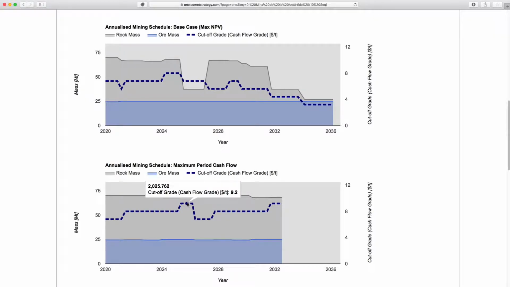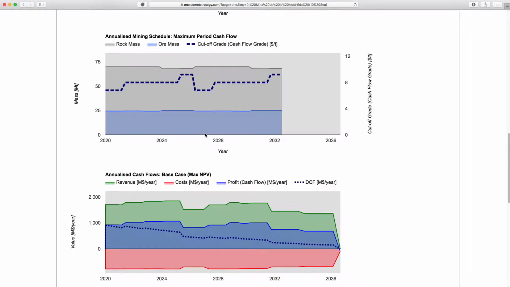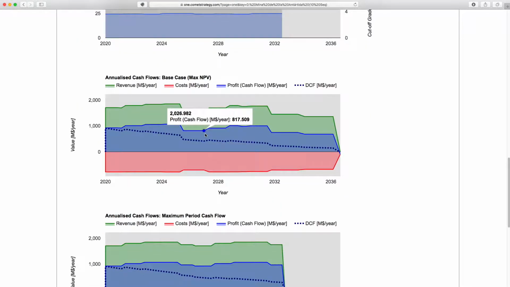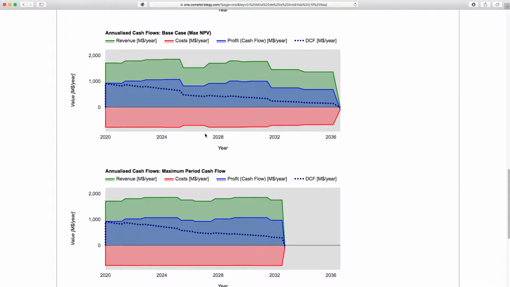So you can see we're poking up to $9.28 a tonne here for quite a lot of the schedule, whereas the maximum NPV case, we're sitting around 6.8 for a lot of the schedule, up in a couple of years to $8 a tonne, but on average we're quite a bit lower than $8 a tonne, maybe down at 6.8 or down 5.6, depending on the period. So let's have a look at the value now as to the costs and revenues, where that value went.